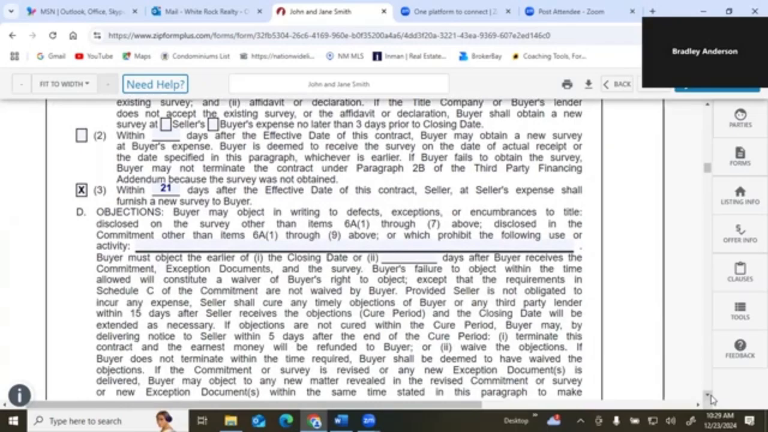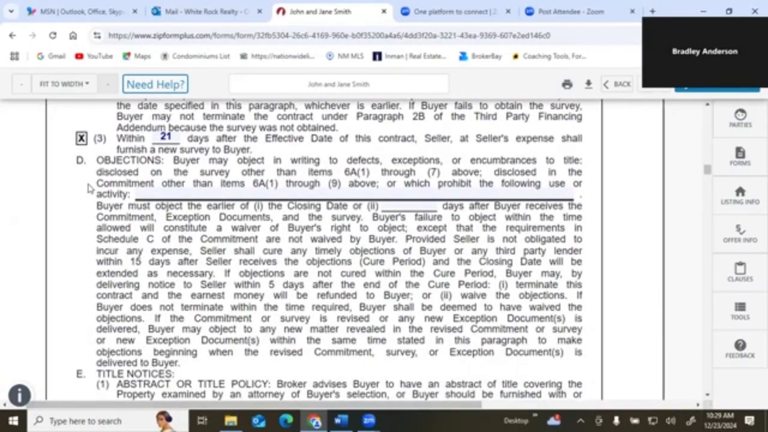Okay. And then you come down to 6D, objections. So you don't necessarily have to put in here what most people put in here, which is how you're going to use the property, which is single family residence. Okay, well, this is by virtue of the name of this contract, implied that it's your primary residence. However, we have clients that buy investment properties or they want to run a business out of their property. This is where you would put this in. So the most common one is rental property.